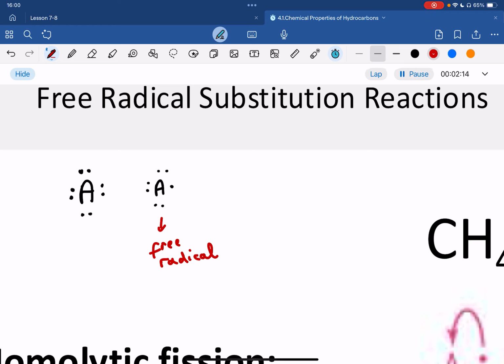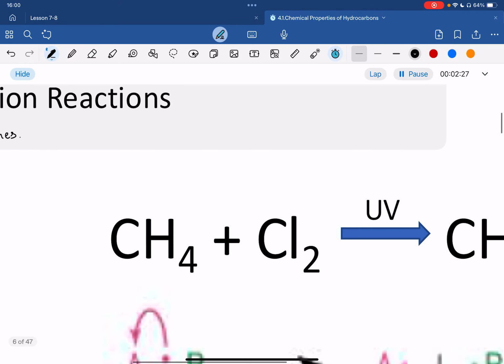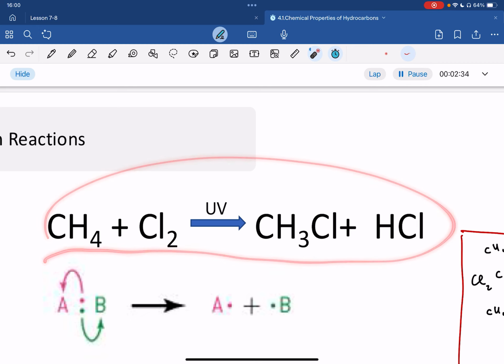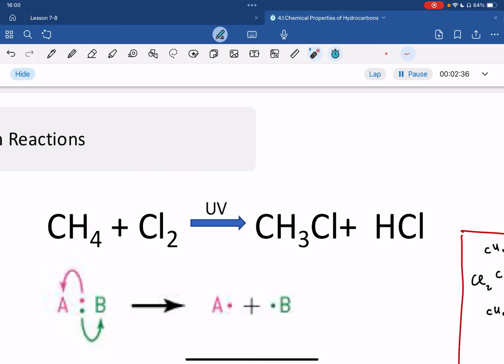Now, what about the substitution? We know that substitution is a replacement. The elements are replacing each other. Also remember that alkanes can go through substitution reactions. Alkanes are hydrocarbons. This example is provided in the slides: CH4 plus Cl2 gives CH3Cl plus HCl. Just don't forget this condition or any condition for the following reactions. We need UV light for this reaction to occur.